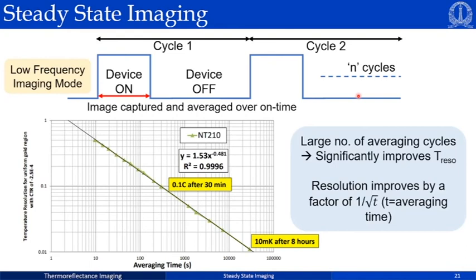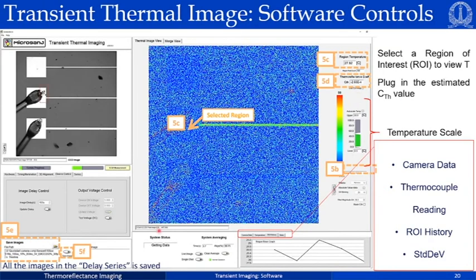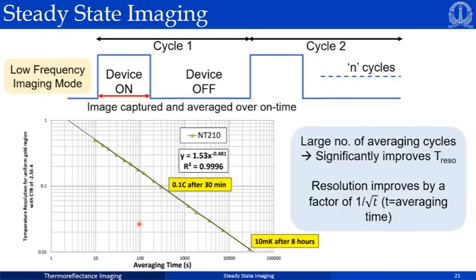Okay, so once we have generated the delay series, we can save it, and as I will show you in the image processing software, what else can be done using the delay series. Okay, the next type of measurement is steady state imaging.